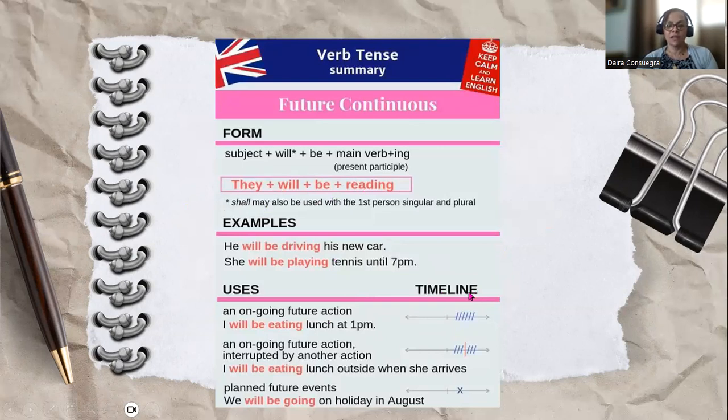So what are the uses for this tense? It's for an ongoing future action. I will be eating lunch at 1 o'clock. Almorzaré a la 1. An action or a future action interrupted by another action. Una acción interrumpida por otra. I will be eating lunch outside when she arrives. Almorzaré fuera cuando ella llegue. Plan future events, o eventos de futuro importantes, planeados. We will be going on holiday in August. Nos iremos de vacaciones en agosto. Siempre siguiendo la forma. Subject, will, be, el verbo main, verbo principal, plus ing. Como vemos, cada uno está aquí en pink y pueden ver que es parte del future.